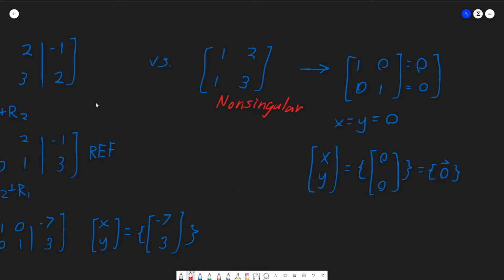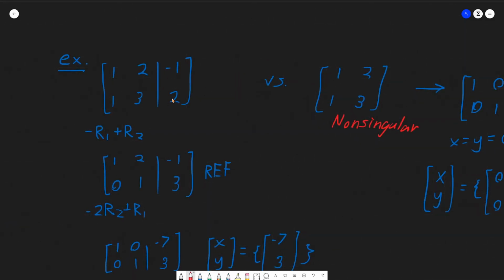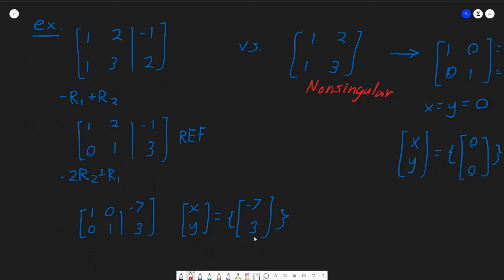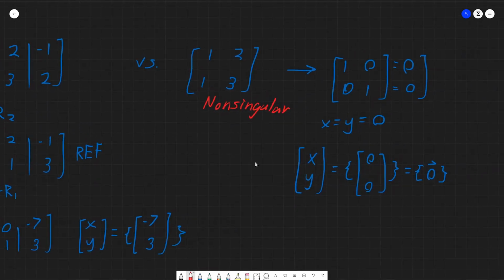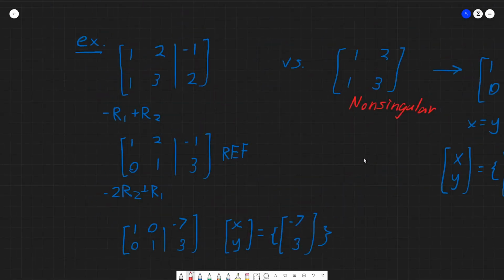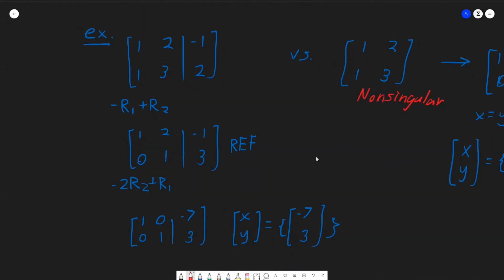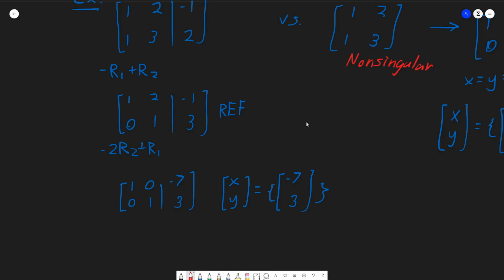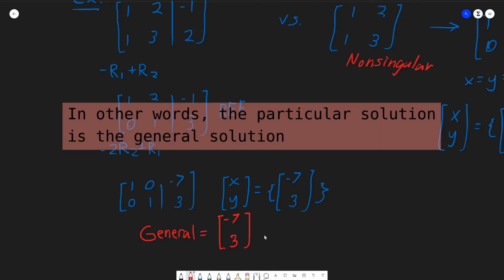And let's think about why this makes sense. Why it makes sense that if our regular matrix over here had only one solution, which was the vector negative 7, 3, then the associated homogeneous matrix will only have one solution and therefore be non-singular. If the general solution to this matrix on the left is equal to a particular solution plus homogeneous, the particular solution is just negative 7, 3. But since that is our one and only solution to this, the homogeneous solution must just be 0.